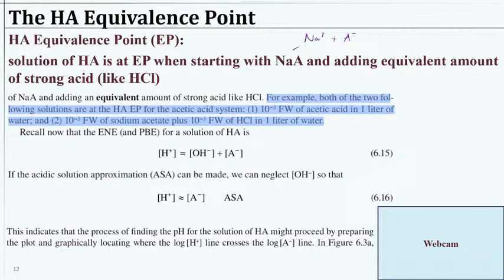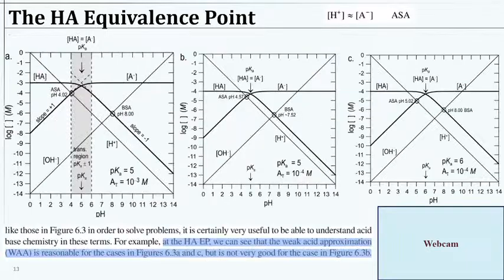So this scenario indicates that the process of finding the pH of a solution of HA might proceed by preparing the plot graphically and locating where the log of H plus crosses the log of A minus line. So when we plot this with the H plus and the OH minus, we can take a look at that. What we're talking about here is finding when this line meets this line, right? So right here, that's the equivalence point.